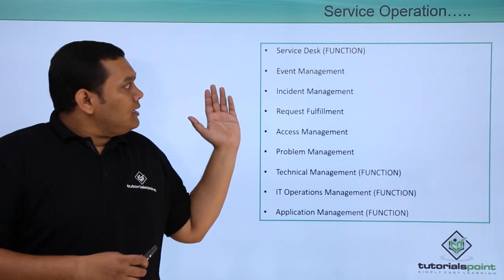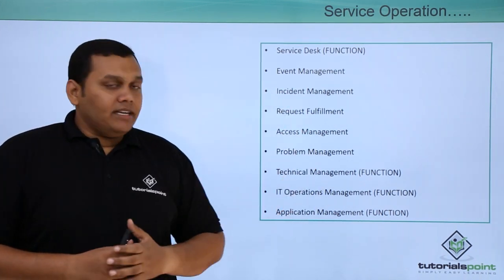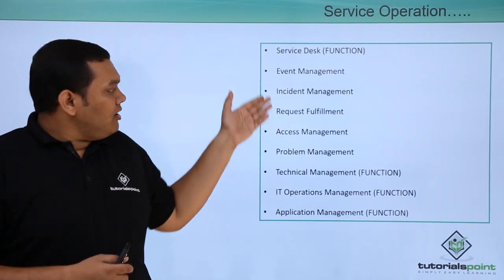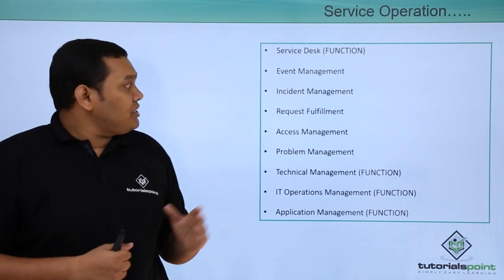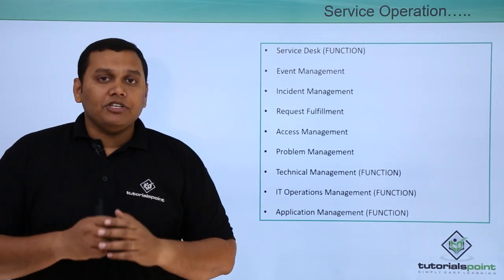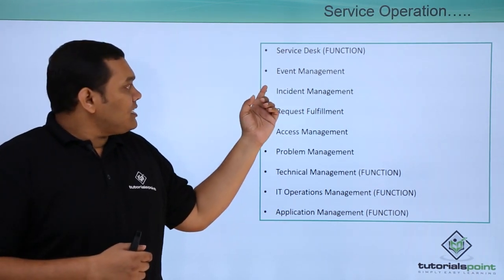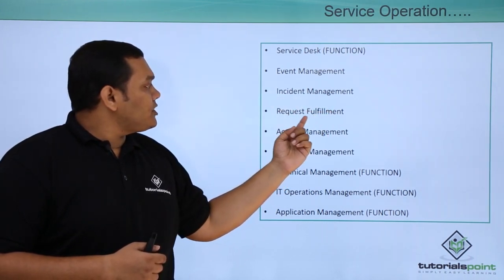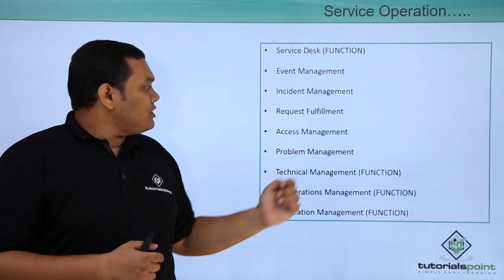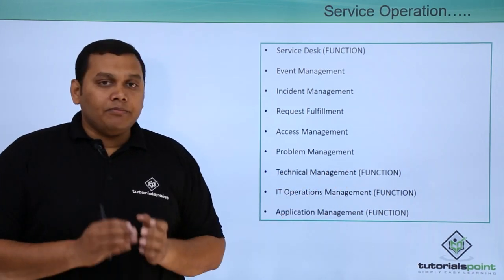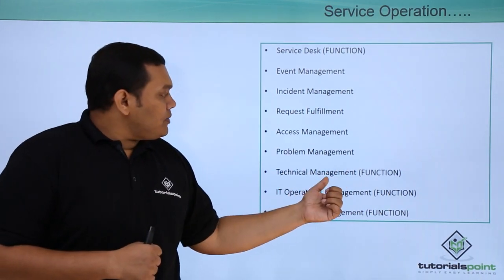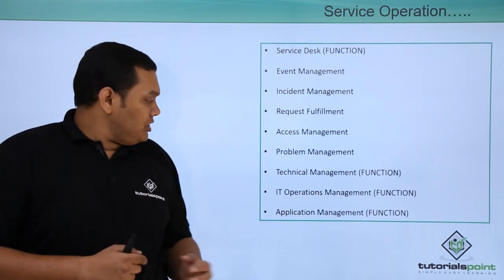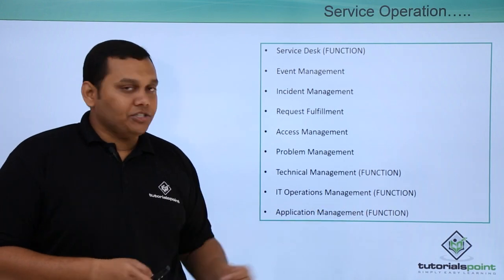What are the main functions and processes in service operation? You can see we have 4 functions and 5 processes. The first function is the service desk, which is the first point of contact. Next comes event management, followed by incident management, request fulfillment management, access management, and problem management, which plays a major role here. Technical management is a function again, IT operations management is also a function, and application management is a function.